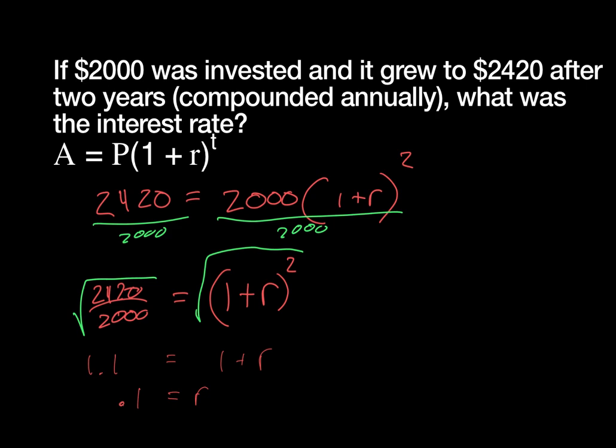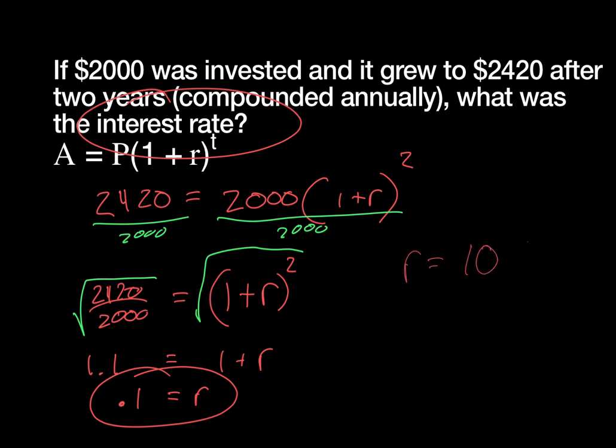R equals 0.1. Or in this case, since we're talking about an interest rate, you normally don't talk about interest rates in terms of decimals. We usually have them as percents. What is 0.1 as a percent? 10%. Which is a pretty good rate to have for annual growth. So that's the annual interest rate. If you invested $2,000, in 2 years you have $2,420. That's a very good yield, but that's because it was a 10% rate.